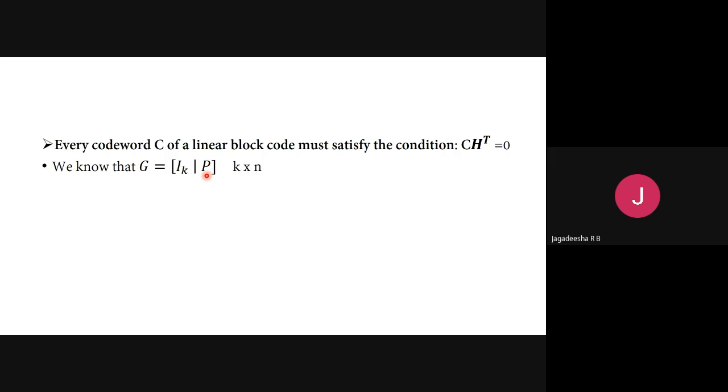The parity matrix is generally generated using some polynomial equations, and that is shared between the transmitter and receiver. For example, if any communication system uses linear block codes, then they will pre-decide what kind of parity check matrix we need to use. They will use the same thing.